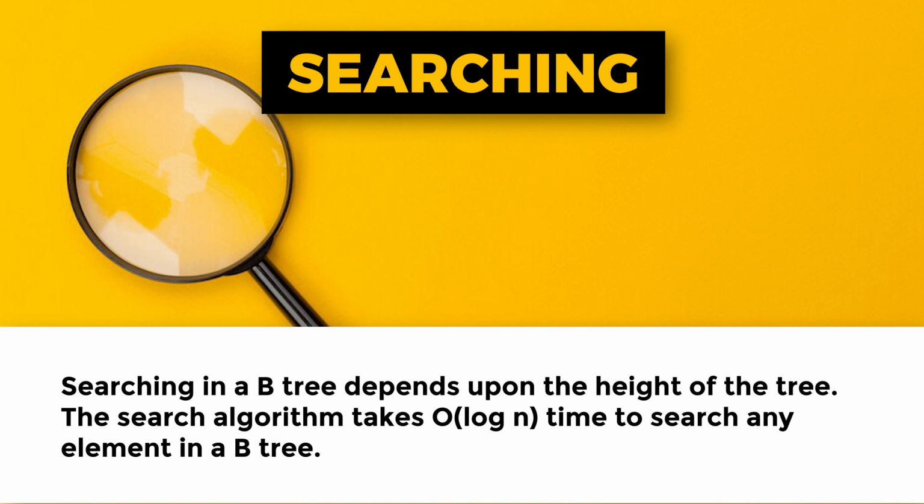The search algorithm takes O(log n) time to search any element in a B tree. It is directly proportional to the time complexity as well as the space complexity. By this operation, you can search your item in a very smooth and smart way. By this, you can search any item in this tree, either in the left tree or the right tree.